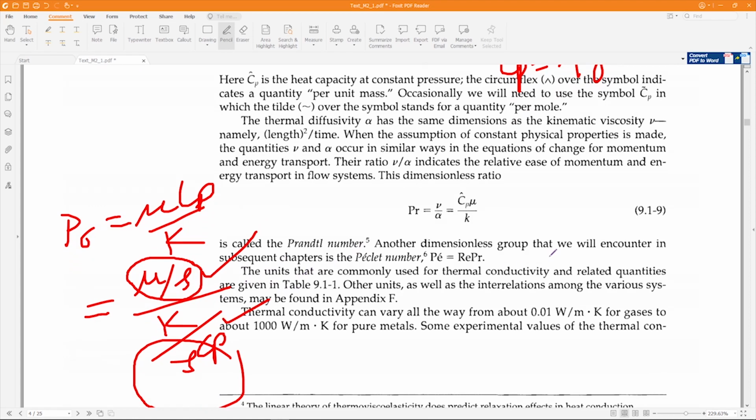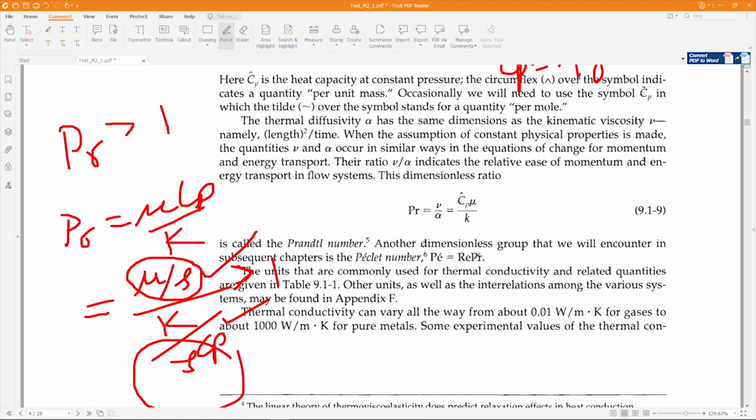Right? So what does the Prandtl number say? Suppose Prandtl number is greater than 1. That means the thermal conductivity is less, or you can say momentum diffusivity is greater than the thermal diffusivity. That means the momentum transfer rate will be higher than the heat transfer rate.